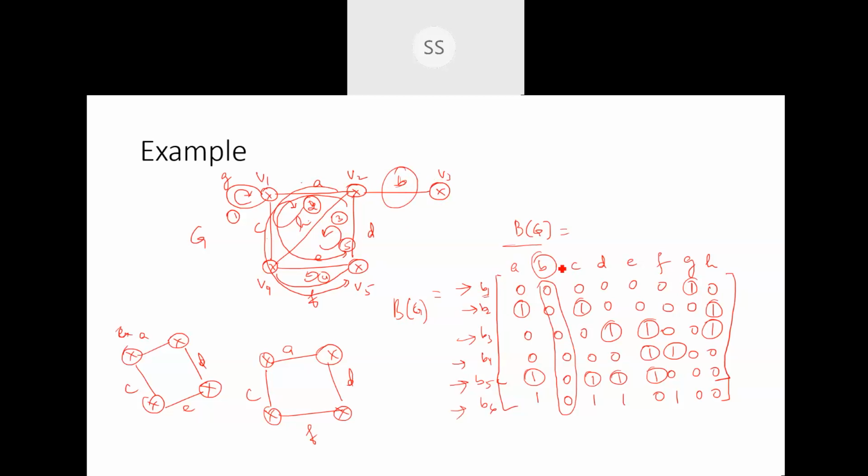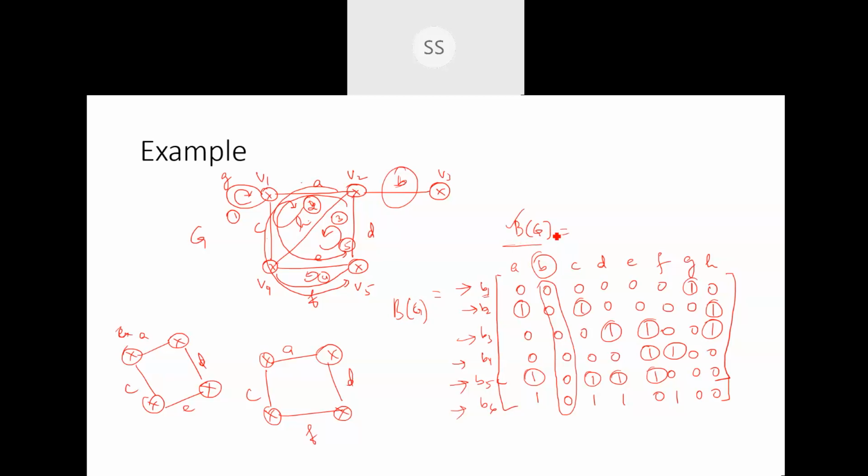I know I have an edge B, but I do not know to whom it is connecting, to whom it is a part of. So that is the issue with this. That is why we say that we can only reconstruct the graph partially if we are given the matrix B of G.